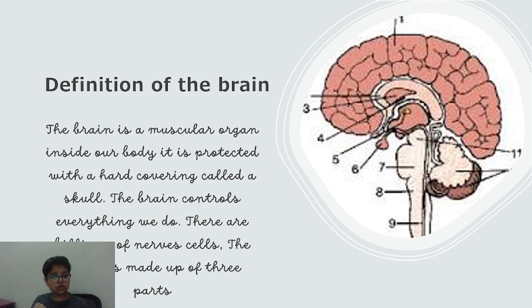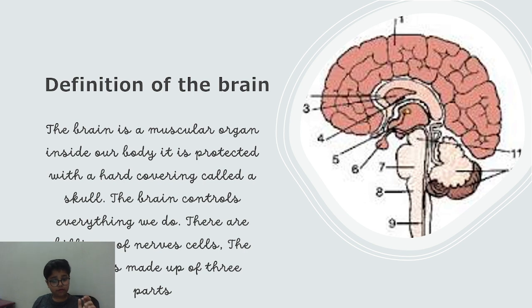The brain controls everything we do, like me teaching you and speaking. And I have taught all of this in my last video. So if you haven't checked that out, go check it, because it has some brainstorming questions. Okay, so let's start. Everything we do, there are billions of nerve cells in the brain.